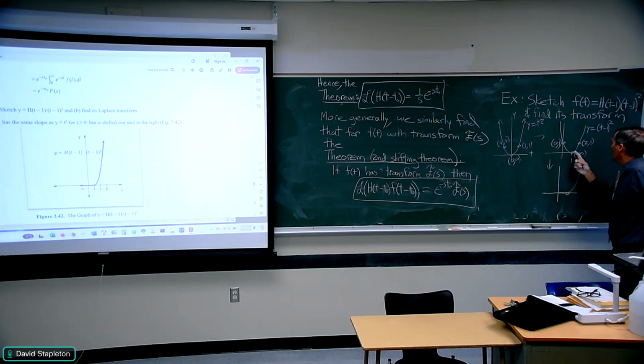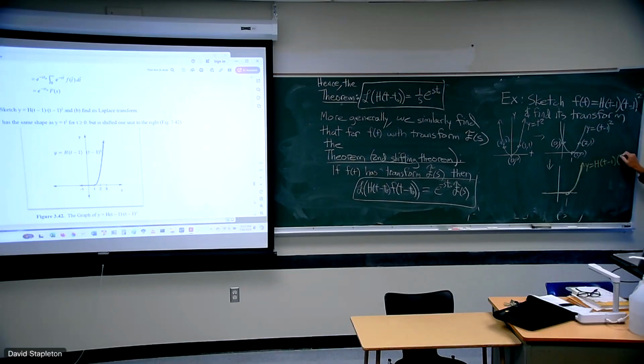It's 0 here because you multiply it by 0. And beginning at t equals 1, you get 1 times this function. It's just this function back. So you get this half parabola. There it is: y equals h of t minus 1 times t minus 1 squared. Looks like that. And now what's the transform of this function?